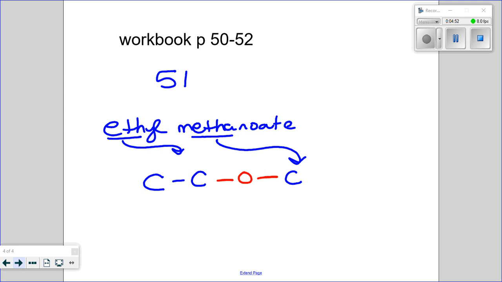It doesn't matter if I put these to the left or to the right. Next, I look at the -oate. The -oate tells me that this was the second half. It's the side that came from the acid, so it has a double bonded oxygen. That means this carbon needs a double bonded oxygen.